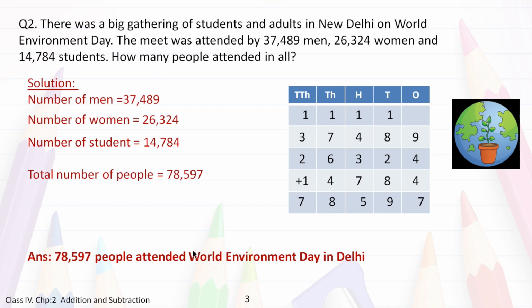7,859 people attended in all. That will not be a complete statement, no? So what you will do, attended, what they attended, World Environment Day. Okay, so complete the statement as people attended World Environment Day in Delhi. Okay, moving on to the third example.